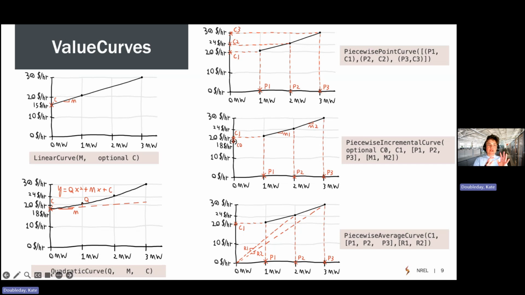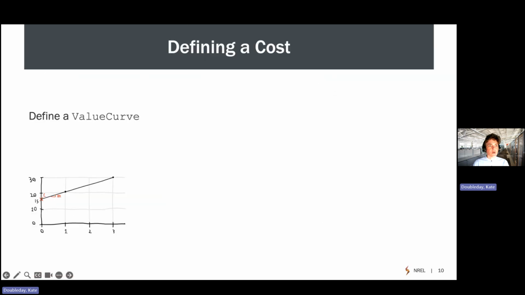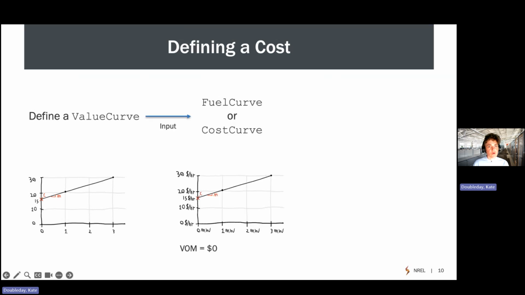So in defining a cost, there are these 3 choices to make: what the overall structure is, what variable cost structure you'll use, either a cost curve or a fuel curve, and then finally, what function you'll use to describe that data. And when you get to actually defining a cost, you'll do it in that reverse order. So you'll start by defining a value curve, which is just here the unitless data. In this case, we have a linear curve. And that becomes an input to a fuel curve or cost curve. So here we've inputted into a cost curve, and so our units are in currency.